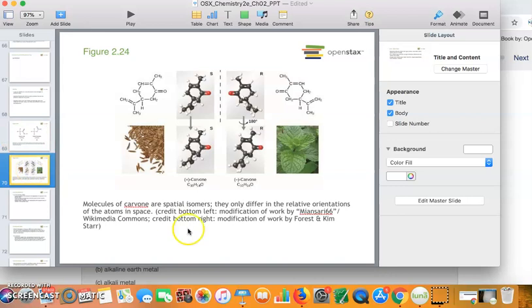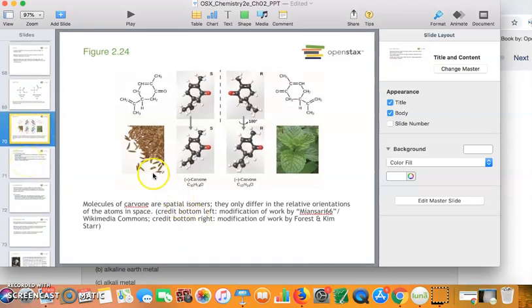We can also see that here we have two examples of two molecules of carvone. They're spatial isomers of one another. They are different relative to the orientation. One smells like caraway and the other smells like spearmint, so they have different properties as well.